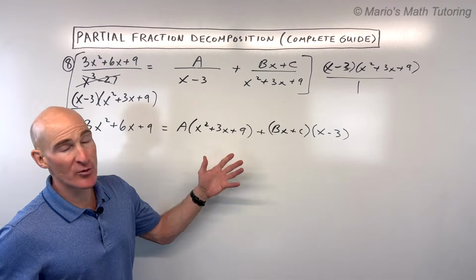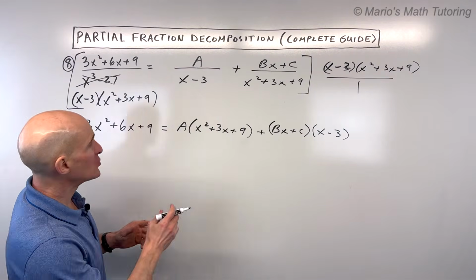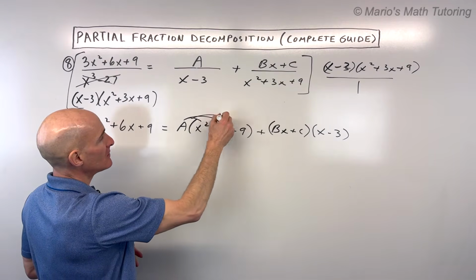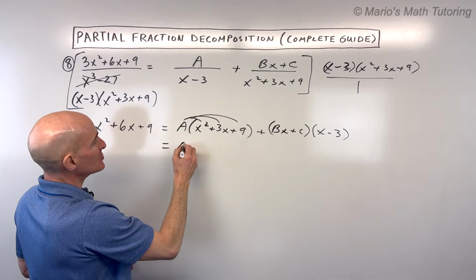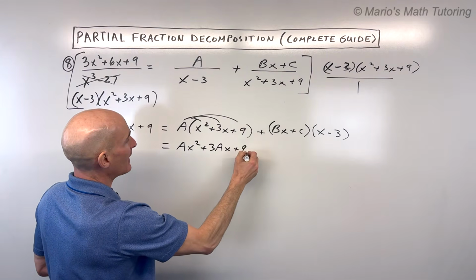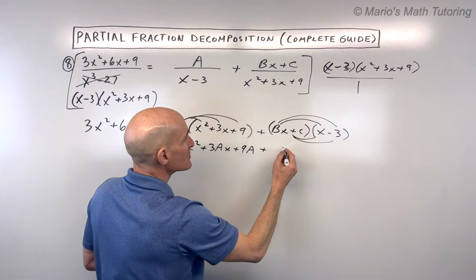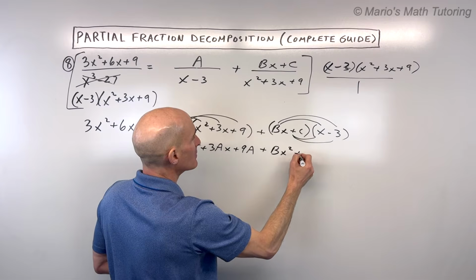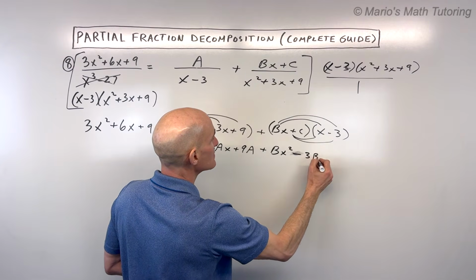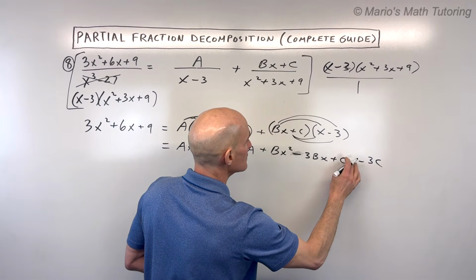As it starts to get a little bit more complicated, I find it easier to do the system of equations method. And so to do that, we're going to multiply this out and collect like terms. So I'm just going to distribute the a. And so that comes out to ax squared plus 3ax plus 9a. Okay, over here we have to distribute twice. So that comes out to bx squared minus 3bx plus cx minus 3c.